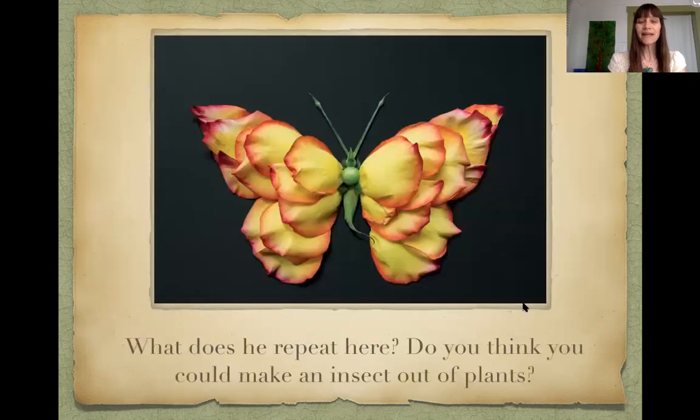What does he repeat here? If you guessed yellow and red flower petals, you're right. Yellow red flower petal, yellow red flower petal, yellow red flower petal, yellow red flower petal, yellow red flower petal. And look, he used leaves and stems to make the body. Do you think you can make an insect out of plants? You might have to try later today.